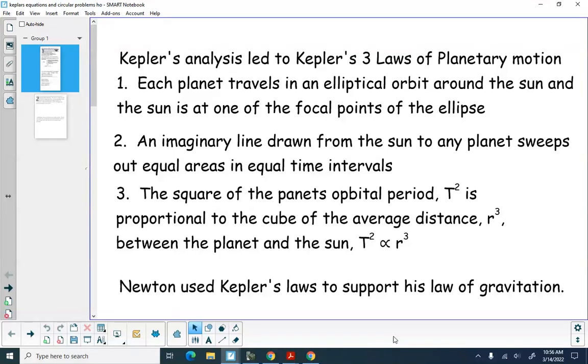Okay, Kepler came up with some ideas in regards to planetary motion that we've gone through already. Each planet travels an elliptical orbit around the sun. The sun is one of the focal points. An imaginary line drawn from the sun to a planet sweeps out equal areas in equal time intervals. And the third one is the square of the planet's orbital period, T squared, is proportional to the cube of the average distance between the planets and the sun. T squared is going to be proportional to r cubed.